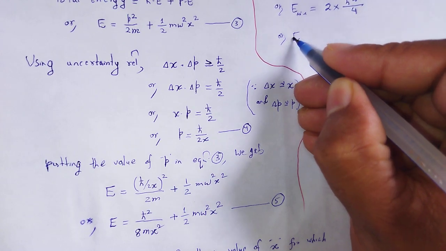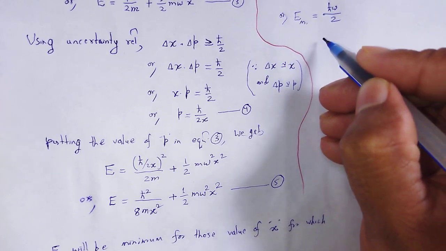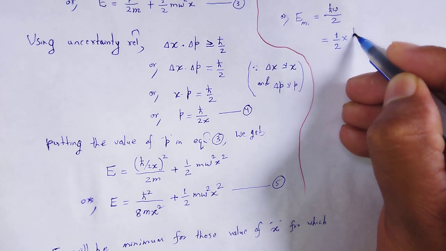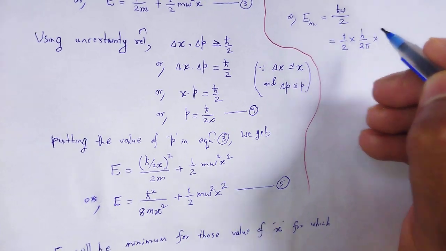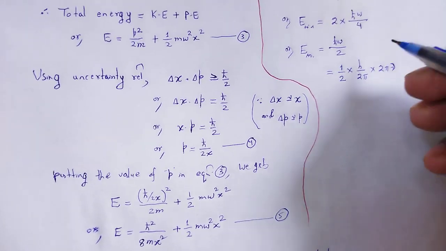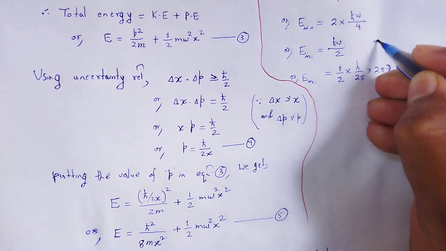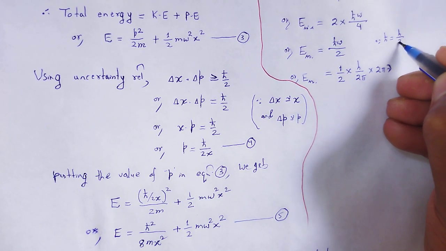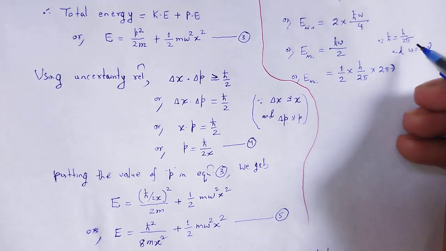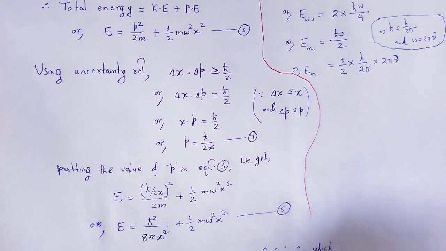which is equal to h cut omega divided by 2, that is 1 by 2, in place of h cut, that is h by 2 pi, in place of omega it is 2 pi nu. This is the value of E minimum. Here we substitute h cut is equal to h by 2 pi and angular frequency omega is equal to 2 pi nu. That substitution is used here.